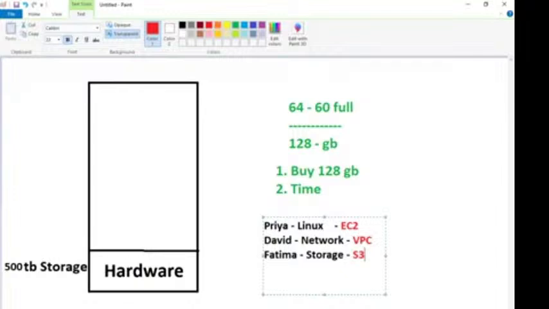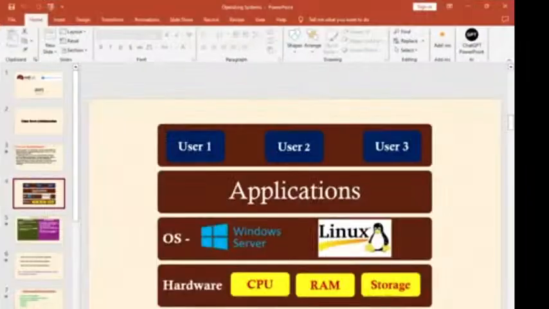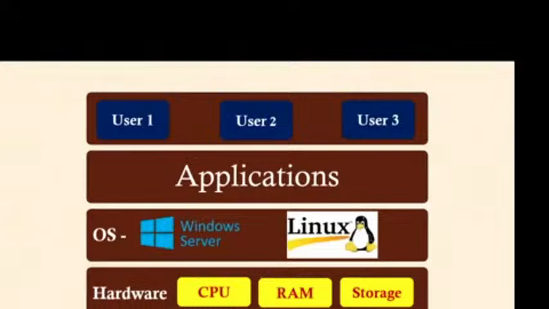If you go back to this image here again, see, the application is running on a server operating system. Where is the server operating system running? On hardware. Now the question here is, is the hardware and the operating system present within your company, or is it present in the AWS data center?